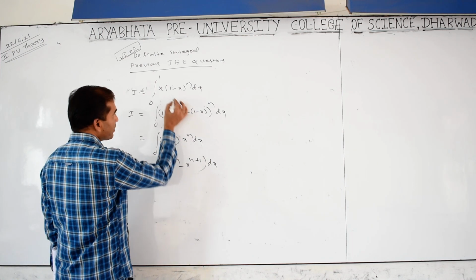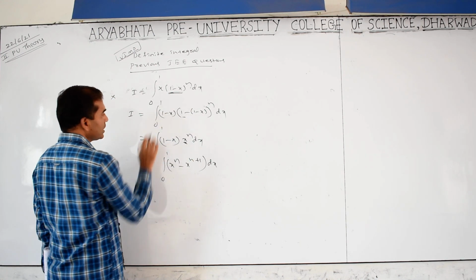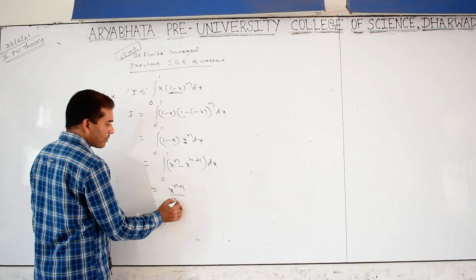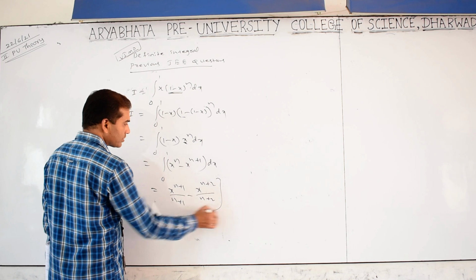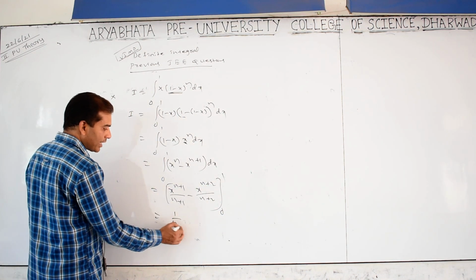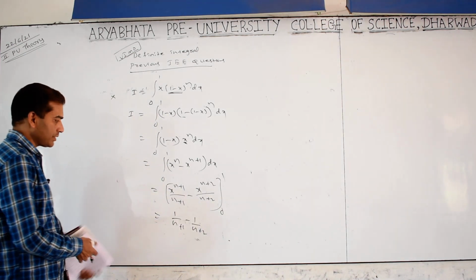See, here a bracket is there, two terms are there, we made it a single term by using the property. Integration of x power n is x power n plus 1 by n plus 1, minus x power n plus 2 by n plus 2, limits 0 to 1. Apply the upper limit: 1 by n plus 1 minus 1 by n plus 2, lower limit gives zero, and this is the answer.